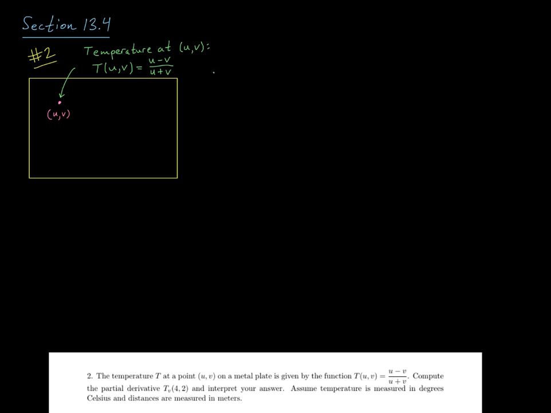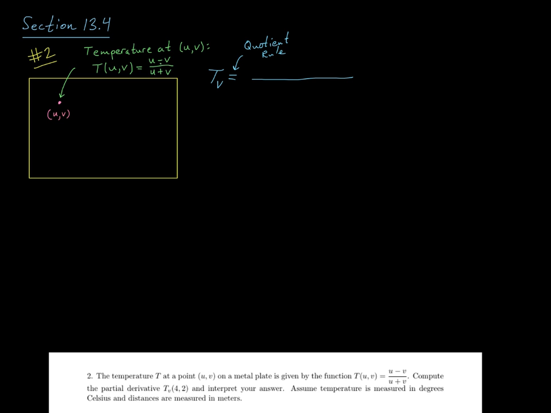So let's start by taking the derivative of our temperature function with respect to v. I'm going to compute T_v, and if I'm going to differentiate this function with respect to v, that means I'm going to hold u constant. And notice since I have a quotient here, I'm going to apply the quotient rule from Calc 1. So that's going to look like the following.